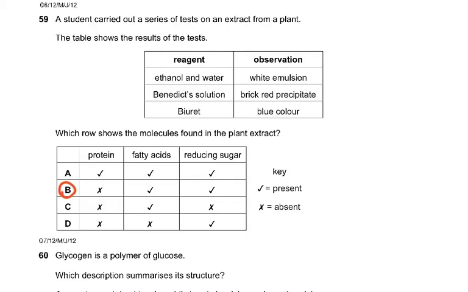A student carried out a series of tests on an extract from a plant. The table shows the results. Ethanol and water white emulsion, so fat present. Benedict's brick red precipitate, so reducing sugar present. Biuret blue color, so no protein in it. So protein was missing, so it has to be B, C, or D. Fatty acids were present, yes. And reducing sugar was present, yes. So the answer was B.